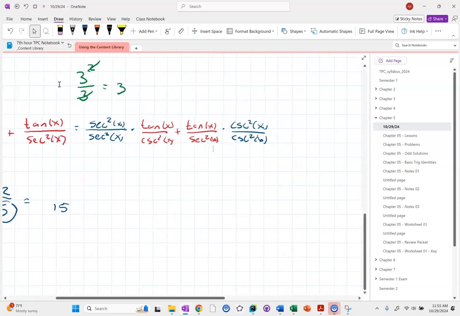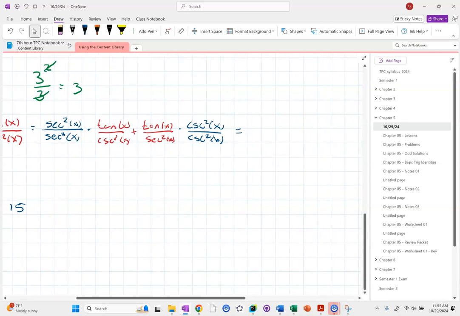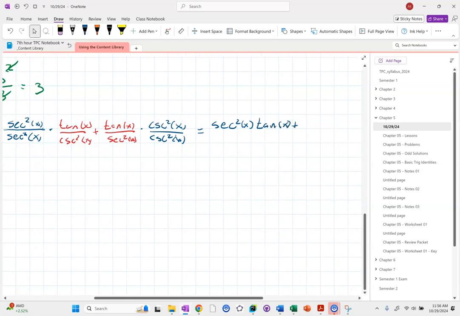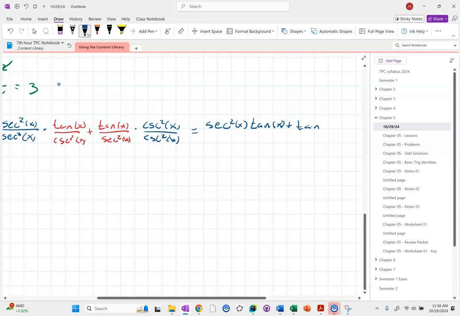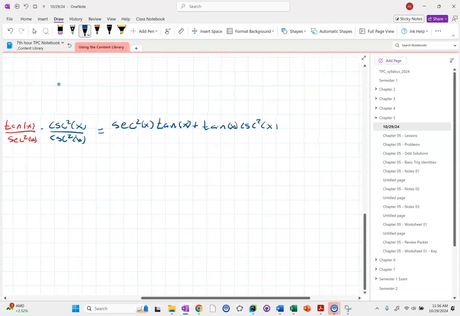Nice. Is that okay? So far, so good? So let's then write this. So we have secant squared x times tangent x plus tangent x times cosecant squared x, over secant squared x times cosecant squared x.